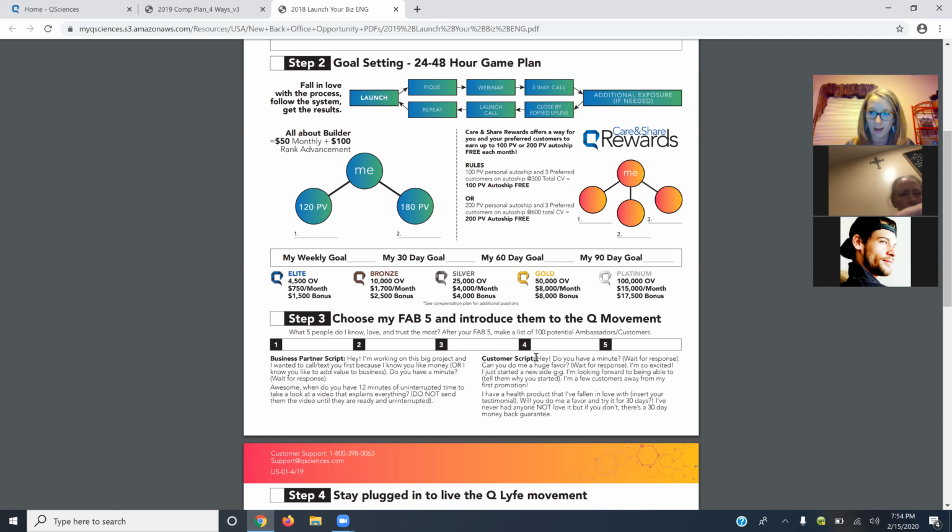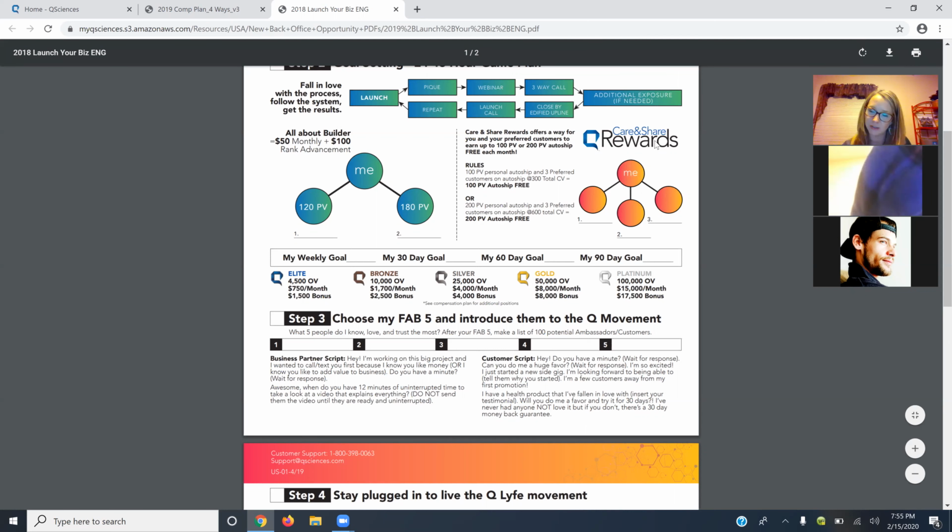And customers have the ability to sign customers under themselves too and get their products for free. Same way. Dane's my customer, let's say. Dane signs 3 customers under him. He can get his stuff for free too. So customers can be what we call care and share qualified. That's what that term means.